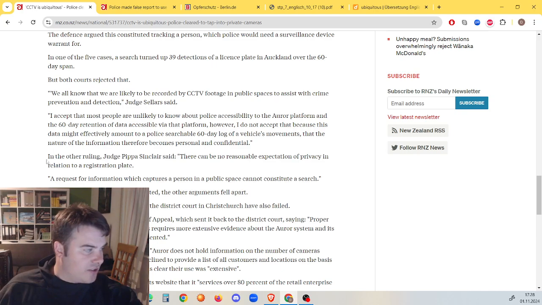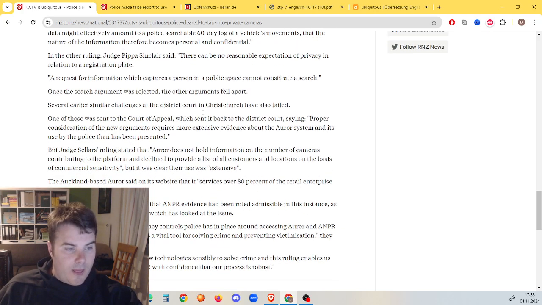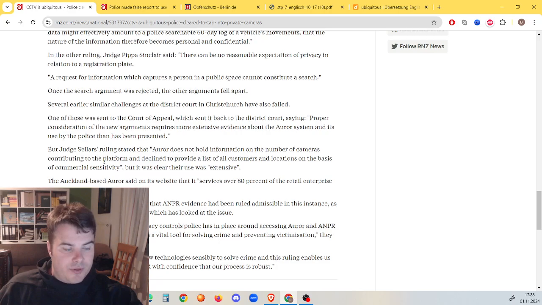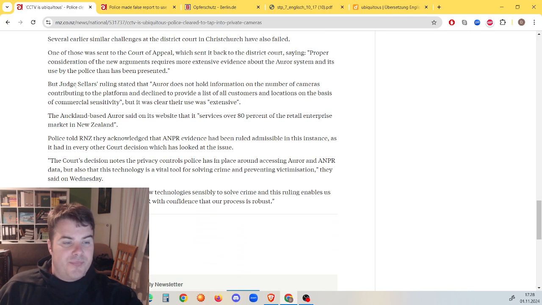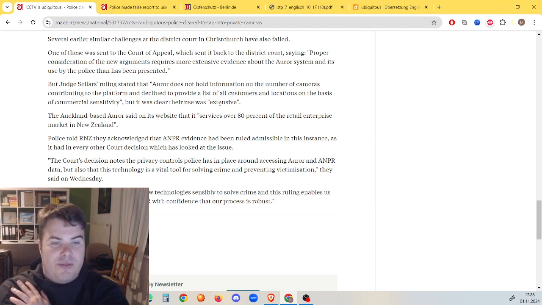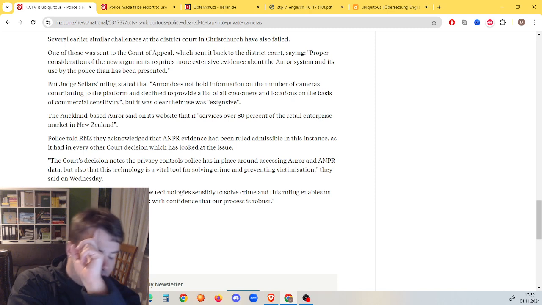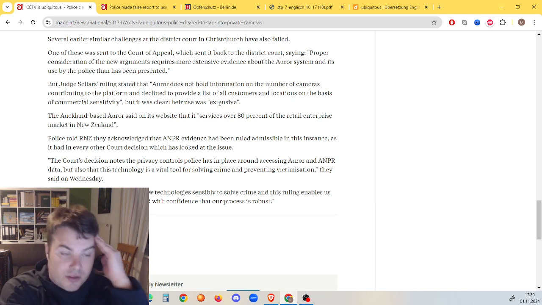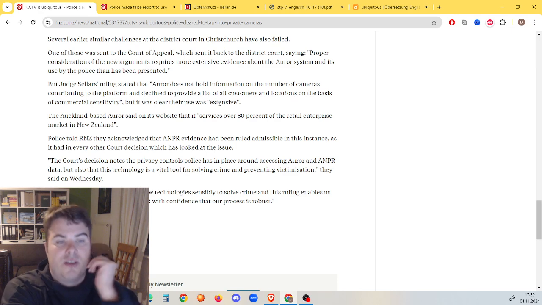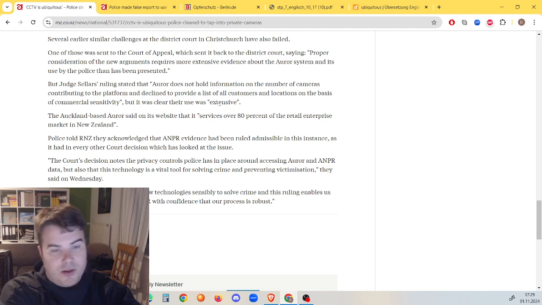This is legal jargon of them talking about this. Blah, blah, blah. Where's the important part? Here we go. The Aurora does not hold information on the number of cameras contributing to the platform and declined to provide a list of all customers and locations on the basis of commercial sensitivity. So we're protecting the businesses that use Aurora and not saying where they were and who's using it. So there's data protection for the companies and the commercial use, but not for the people that it's being used on.